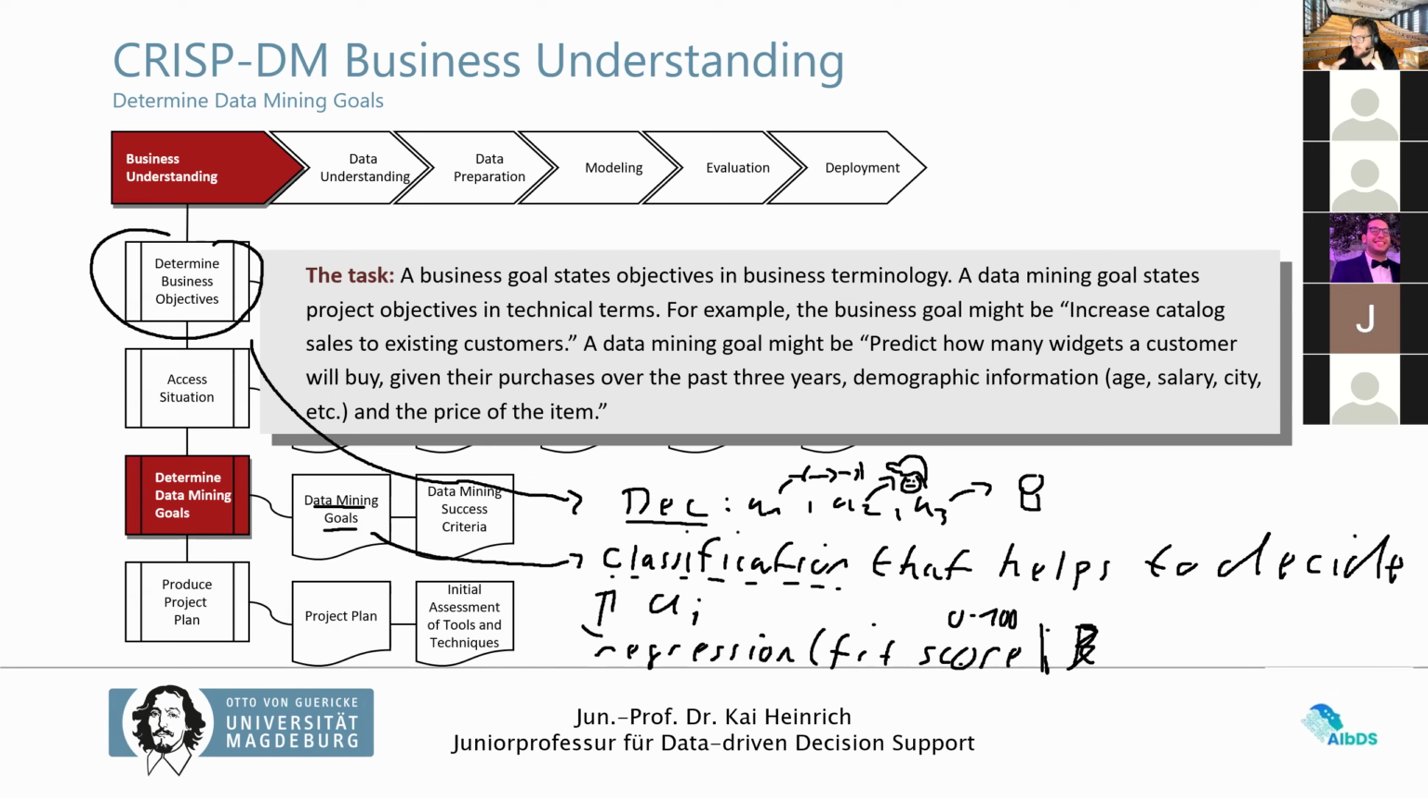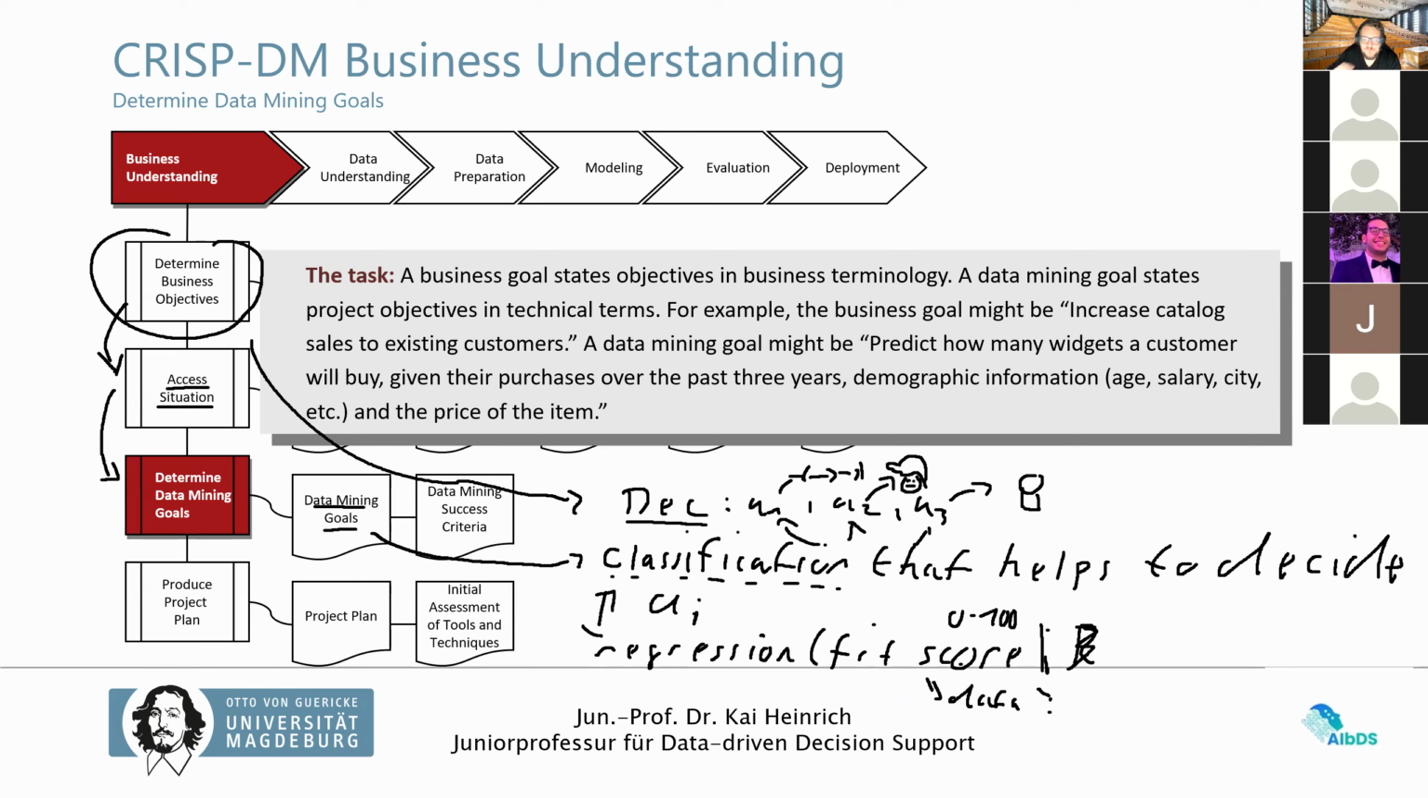Because we need to calculate the fit score based on other statistics from the past that we have. So we need data for that. Do we have data for that? But that we already have in assess situation, right? So this is why these things build on each other. So we can determine the data mining goal. We can say, okay, we can do a regression with a fit score because we have the data where we can calculate the score. Or we just make a classification, have some classes, and they will then lead to either A1, A2, or A3, right? So something like that.